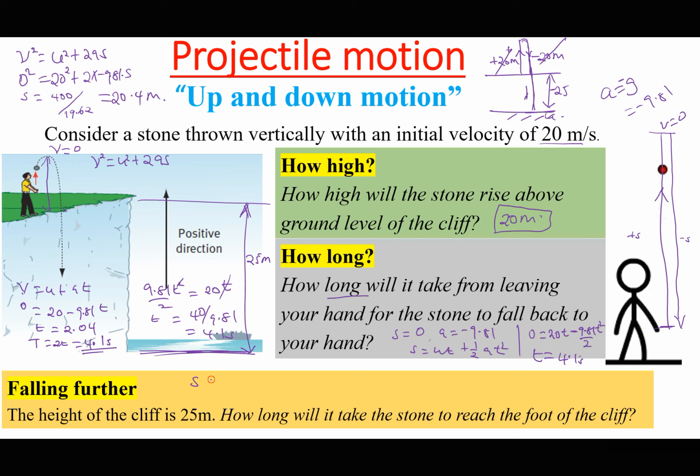So if I use S equals UT plus half AT squared, S is going to be negative 25, equals the initial velocity, which was 20, times t, which is what we want to find. Then minus, of course, because it was initially moving upwards, so it is going to be minus a half times 9.81, times t squared.